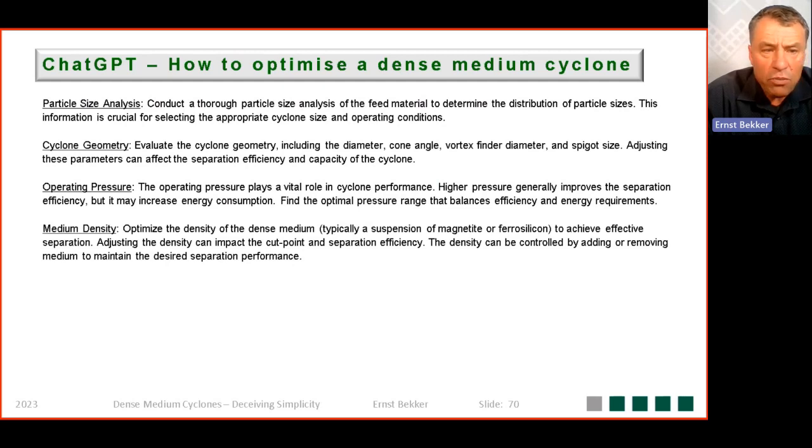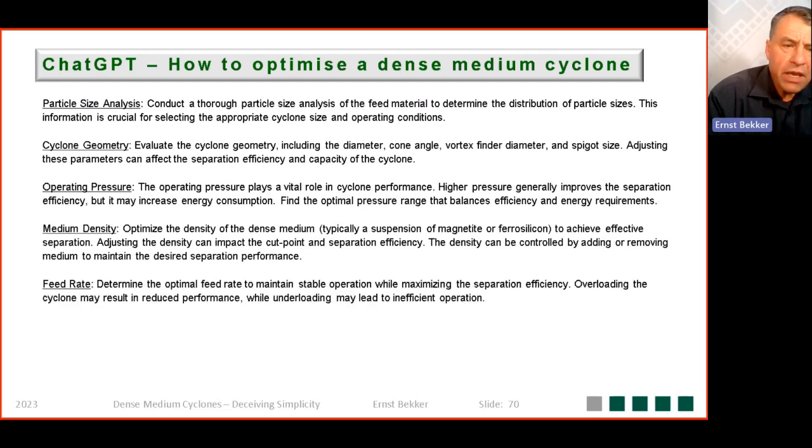Medium density, it indicates that that's important. And yes, we need to operate at the correct cut density. It indicates that adjusting the density can impact on the cut point and separation efficiency. I'm not so sure about the separation efficiency because changing the medium density is predominantly influencing the cut point. It also indicates that the density can be controlled by adding or removing medium. And in actual operations, you're adding or removing water.